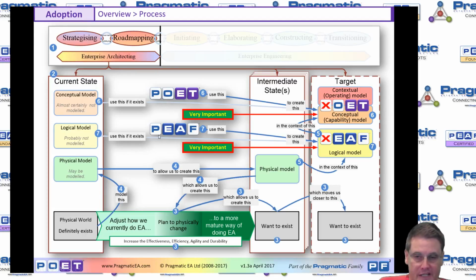So this entire process of how POET and PEAF is used to mature how we do enterprise architecture is basically the same as how we would mature or change any part of the operations part of the enterprise. So if you work in a bank, for example, we might be changing the account maintenance function or something. Well, you wouldn't just physically go and start changing that. You would need to figure out what your changed physical model would be, and the changed physical model would be based on a logical model, which would be based on an operating model, kind of a banking operating model.